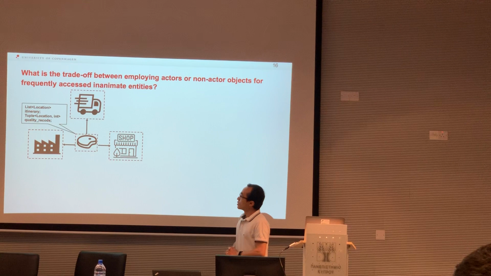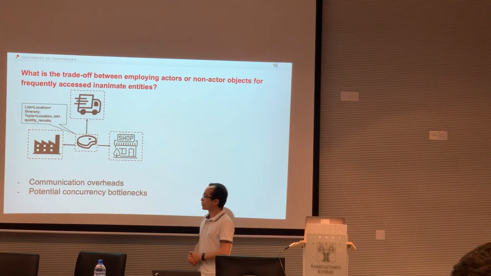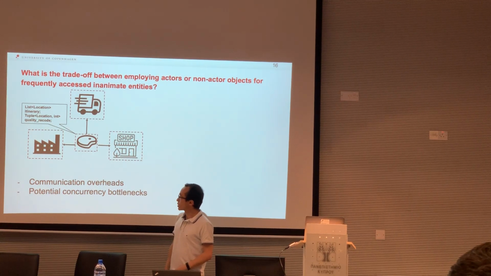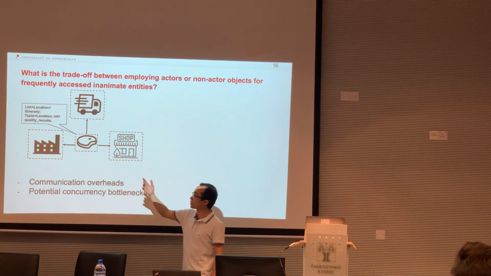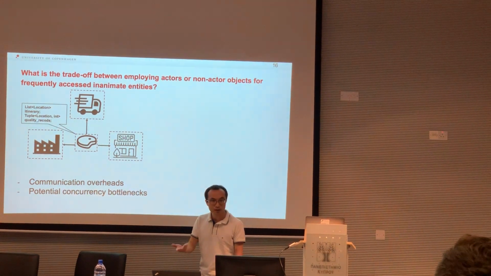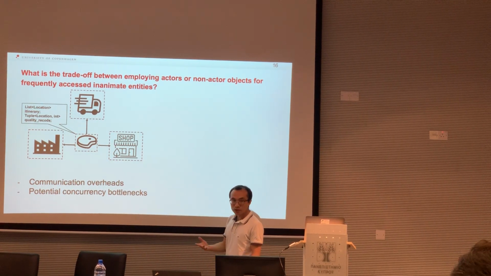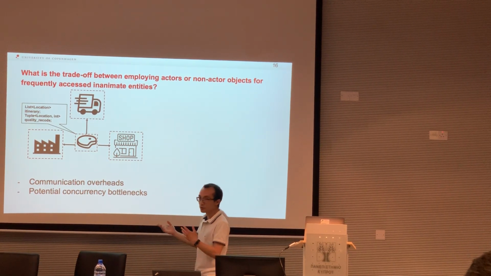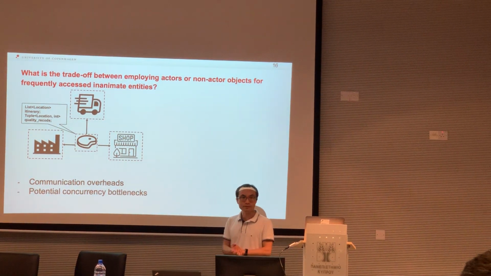That's one model. With this model, if you have very frequent queries of, for example, the meat cut location, then you have a lot of communication with the meat cut actor. There's also a potential concurrency bottleneck when you have multiple updates and queries running at the same time.